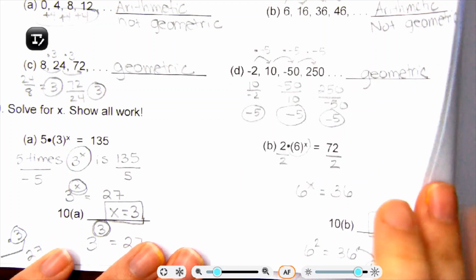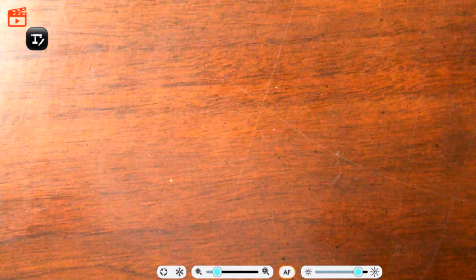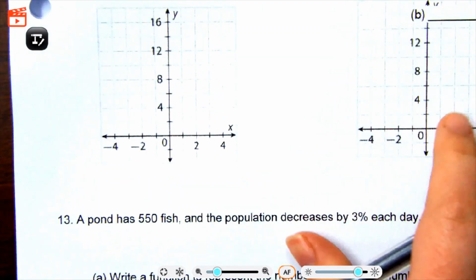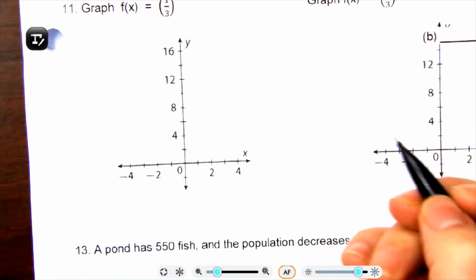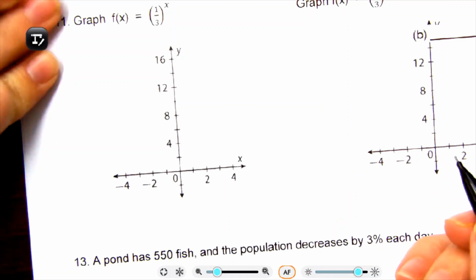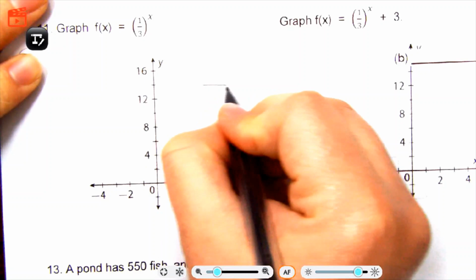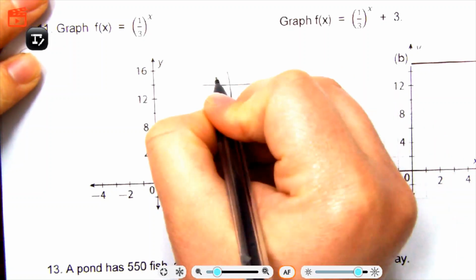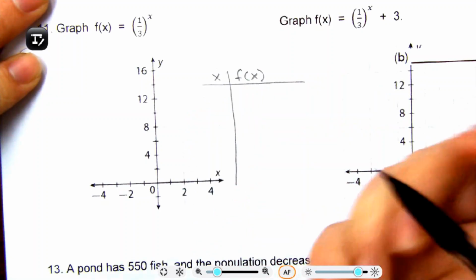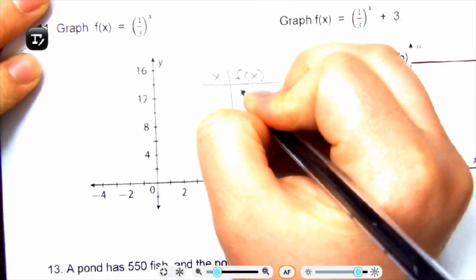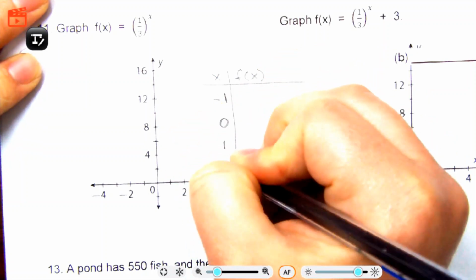Okay, flip the page over. It's graph. Graph f of x is equal to 1/3 to the x power. Okay. Oh, this cut off. I just noticed on B. It's okay. All right. So we're going to do this here. Here's my x. Here's my f of x. And again, you have to use a negative, you have to use 0, and you have to use a positive. So here's 1/3. Let's do negative 1, let's do 0, let's do 1, and 2.